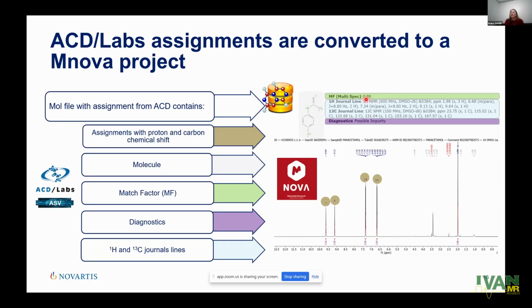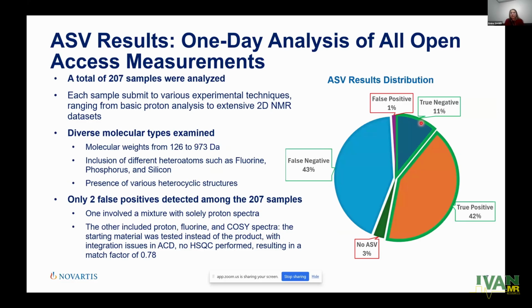And then if you need to modify something, you can read the diagnostic and see why ACD does not agree with this structure. That would help you correct the assignment from ACD, and then you can see if your molecule is correct or not. Here, from this SDF file, the assignment is transferred from ACD. The molecule is automatically transferred. The match factor, the journal lines, and the diagnostic are here. And then the chemist can work on it, and they don't only have a PDF where it's hard to change something.